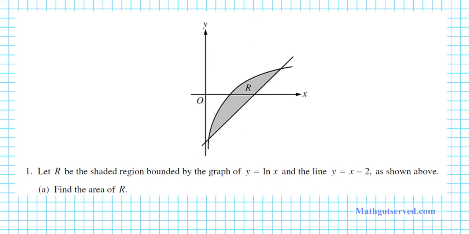All right, let's take a look at problem number 1, the A part. It says let R be the shaded region bounded by the graph of y equals ln x and the line y equals x minus 2, as shown above. Find the area of R.